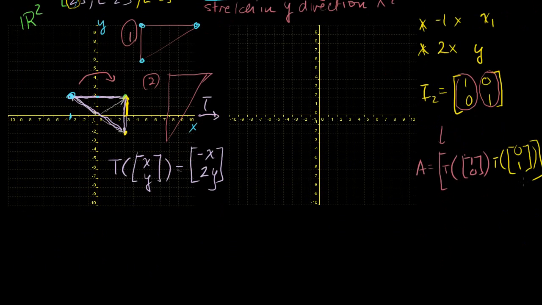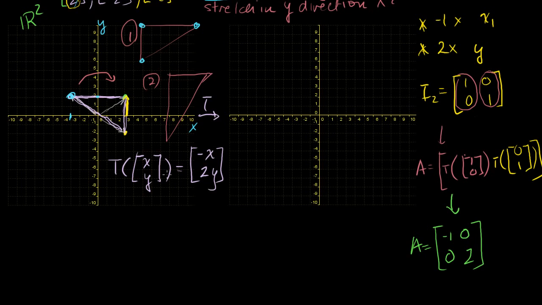And so what are these equal to? The transformation of 1, 0. So A is equal to, what's the transformation of 1, 0, where x is 1? Well, we just take the minus of the x term, so we get -1, and then 2 times the y term. So 2 times 0 is just 0. Now I do the second term. The minus of the 0 term is just -0, so that just stays as 0. And then you multiply 2 times the y term. So 2 times 1 is equal to 2.